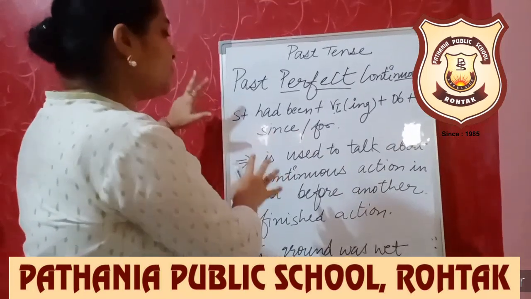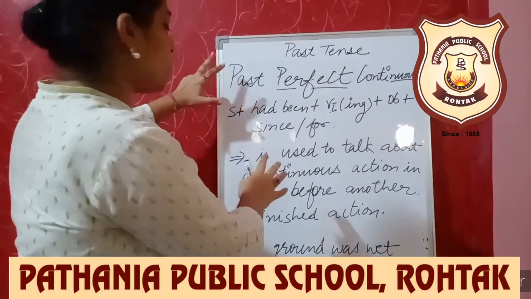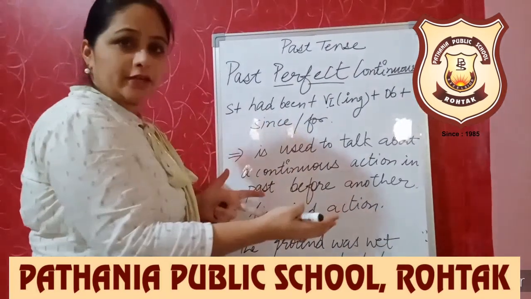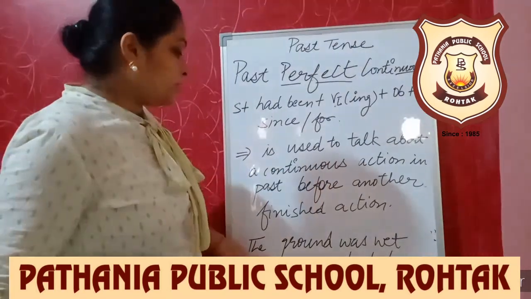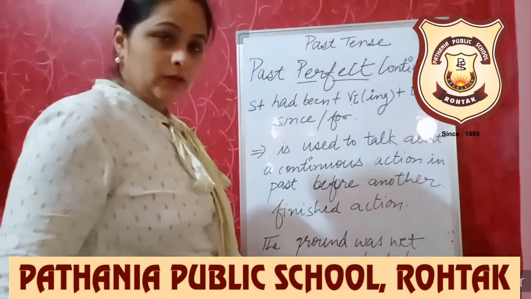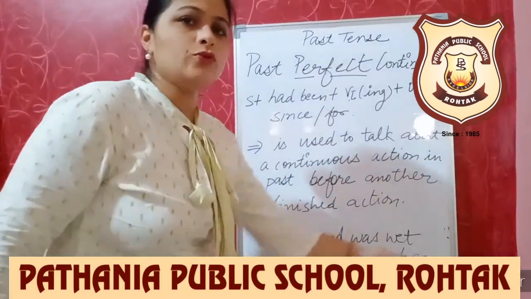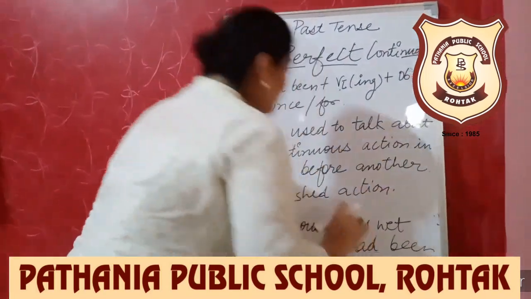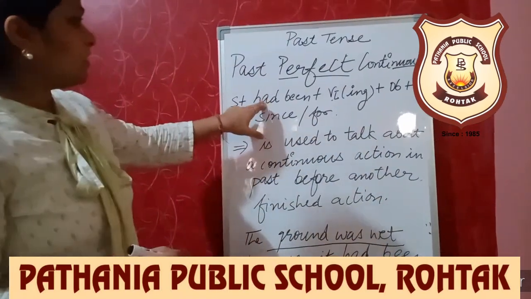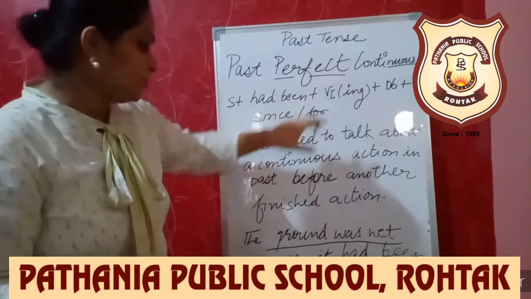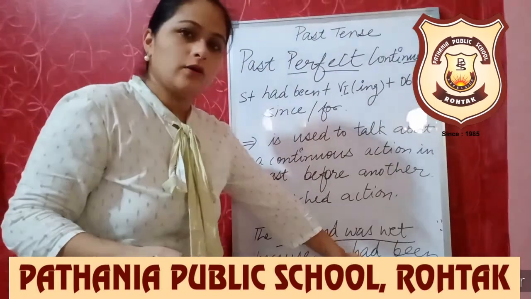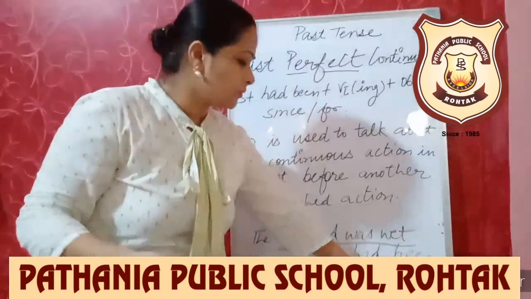So basically we use this tense to talk about a continuous action in the past before another finished action. Let's understand. The ground was wet because it had been raining. Since morning, or for 2 hours, you can add it. Fine. So the ground was wet. So this action, we are showing the past perfect continuous by applying it had been raining. Since 2 hours, since morning or for 2 hours you can add in it.